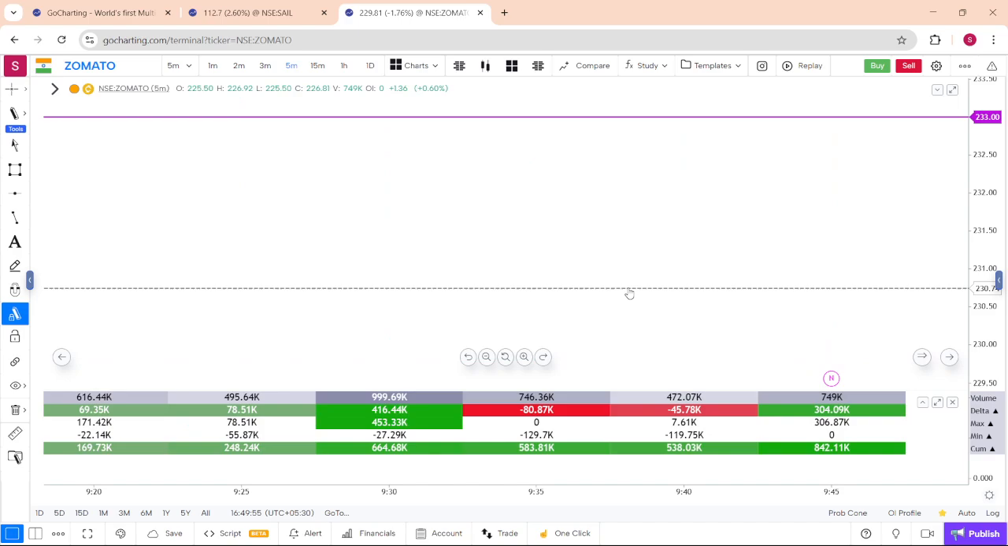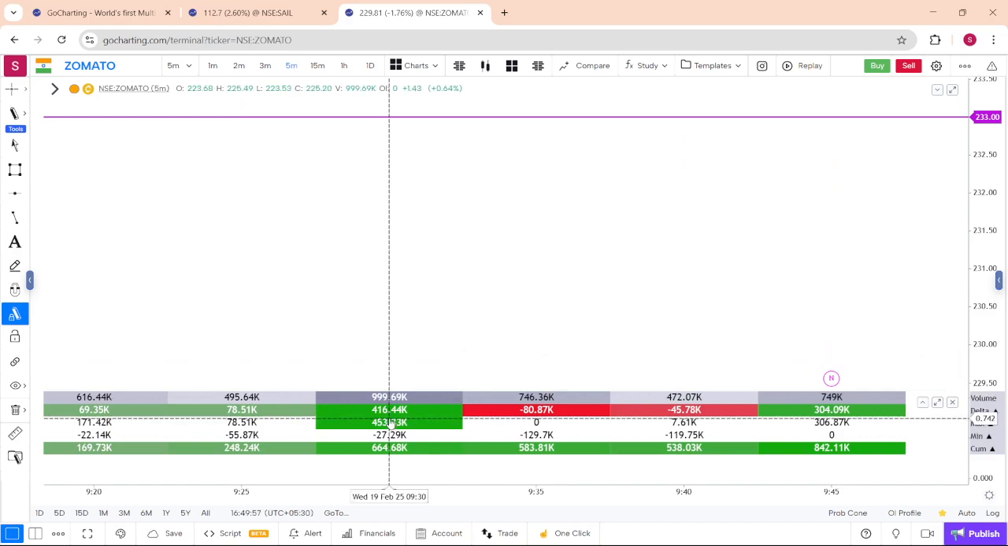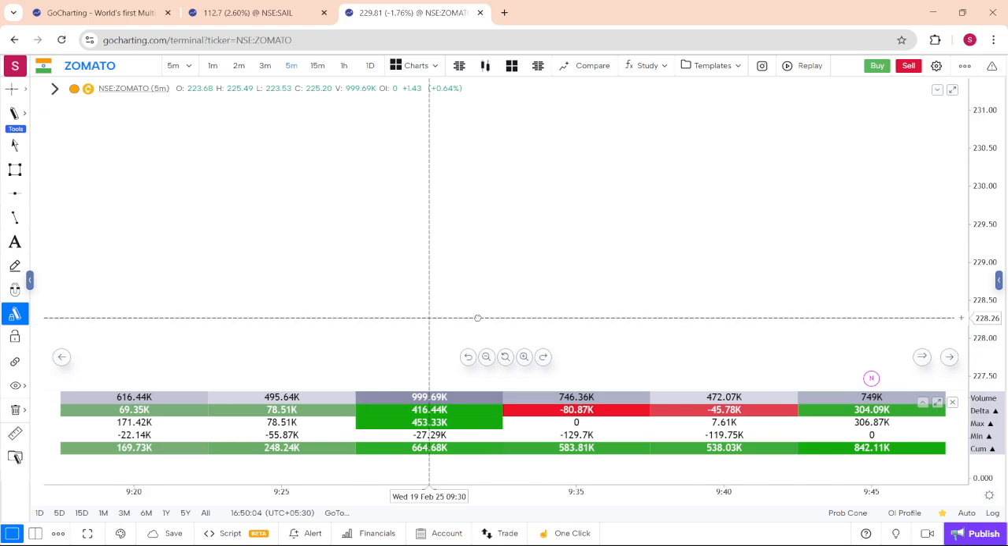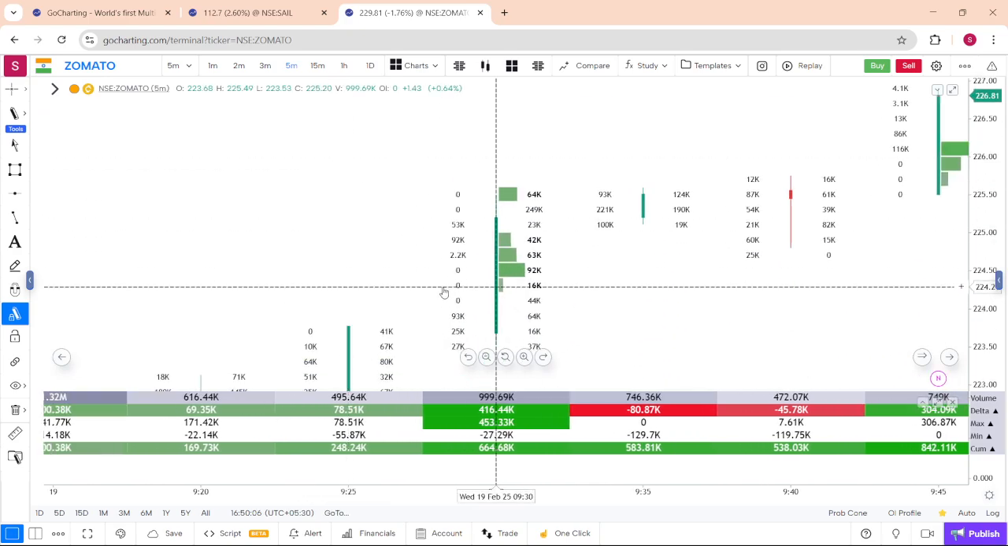And we will check any. Yeah. Here in this day, what is this day? Wednesday, 19th February, 9:30 candle. We got a buy signal. Where it was, it is here.